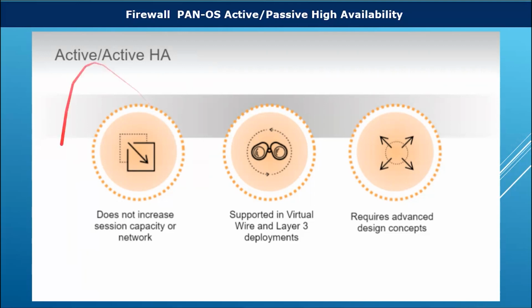And guys, the active recommendation is virtual wire mode and L3 mode, right? Palo Alto also recommends L3 mode, but in L3 mode, guys, configuration and deployment is very tough. The best is only virtual wire mode. Why is it tough in L3 mode? I will show you that during the lab.